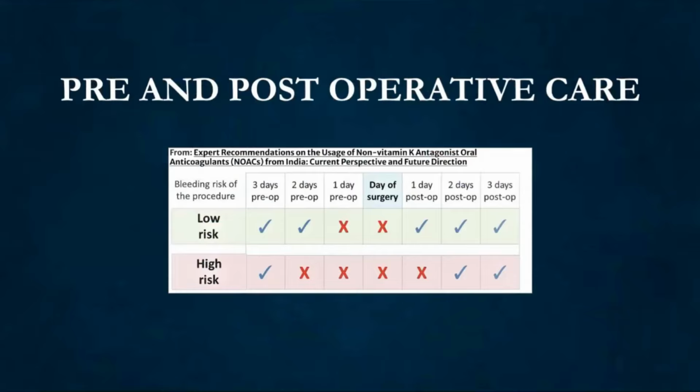Now the pre- and post-operative care when the patient is on a new oral anticoagulant. If the patient is scheduled for a low-risk surgery, the drug should be stopped 1 day prior to the surgery and on the day of surgery. If it is a high-risk surgery, the new oral anticoagulant agent should be discontinued 2 days prior to the surgery and 2 days after the surgery.